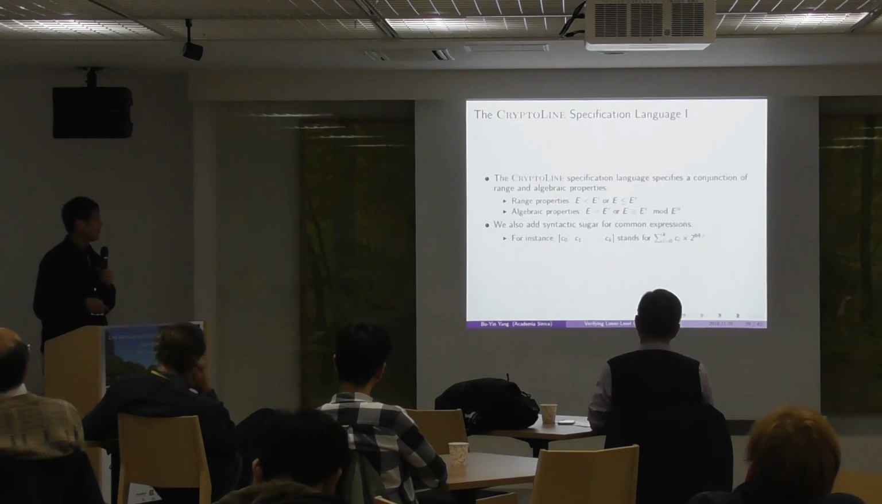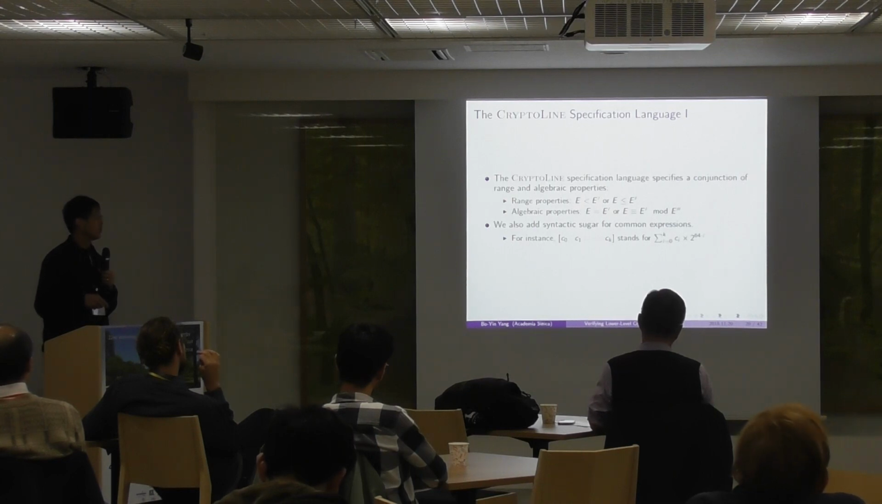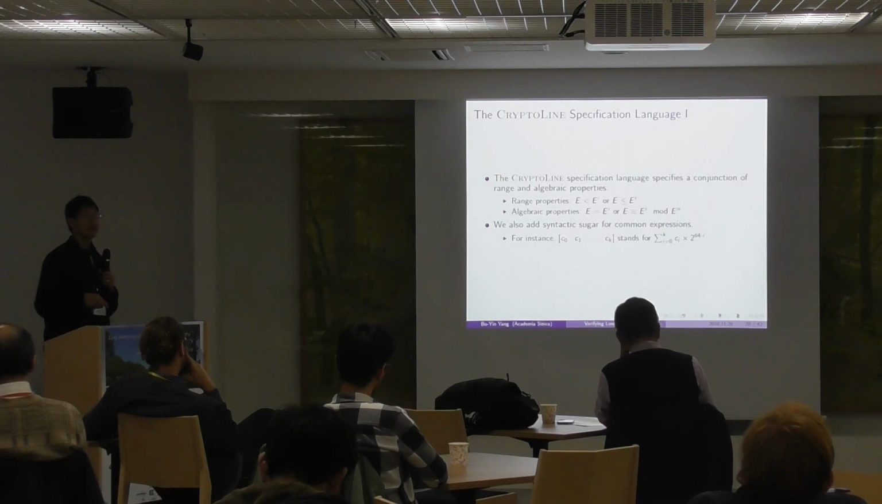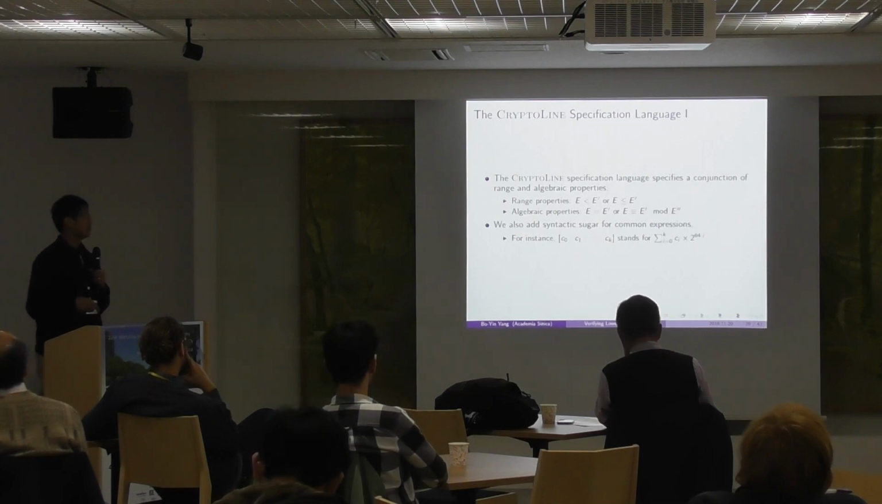And finally, the crypto line specific language also allows us to specify a conjunction of range and algebraic properties. So for range properties, we can specify that two things have an order relation, like greater than or greater or equal to. And there are algebraic properties which specify two things are equal or two things are equal modulo something. And we added some syntactic sugar for common expressions. For example, this one, which is very common here.